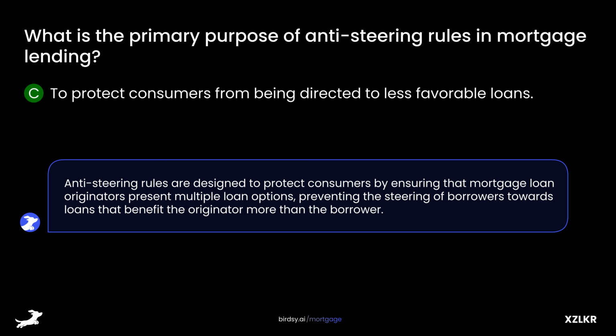Anti-steering rules are designed to protect consumers by ensuring that mortgage loan originators present multiple loan options, preventing the steering of borrowers towards loans that benefit the originator more than the borrower.